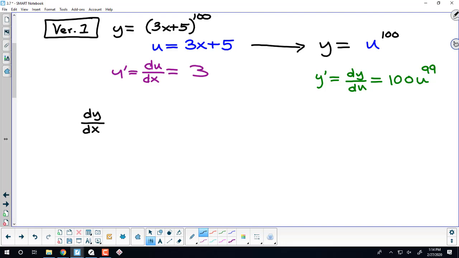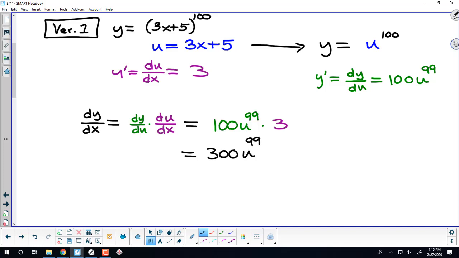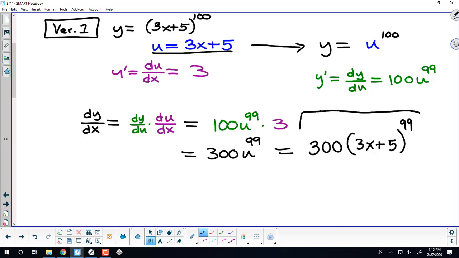So dy over dx is right here. The order they had it, du over dx was second, but it doesn't matter because we're multiplying. Dy over du, we have the derivative of our original function is this 100u to the 99th times 3, which is 300u to the 99. And then we make our substitution back in terms of the original variable, which was x. So since u was 3x plus 5, that's what we want to put in here. This is 300 times 3x plus 5 to the 99th, and that's the derivative of that function.